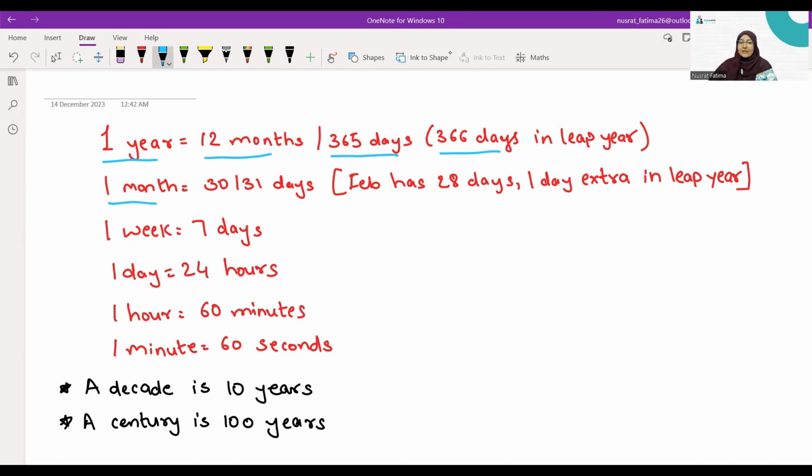A week has 7 days. 1 day has 24 hours. An hour is made up of 60 minutes, and a minute is made up of 60 seconds. You also need to remember a decade is made up of 10 years. So a span of 10 years is called a decade. And a century is 100 years. A century is made up of 100 years. These are the basic things that you need to remember regarding time.